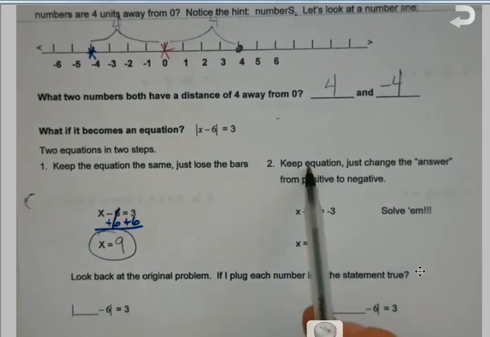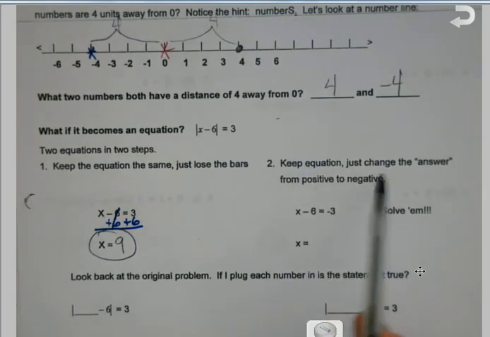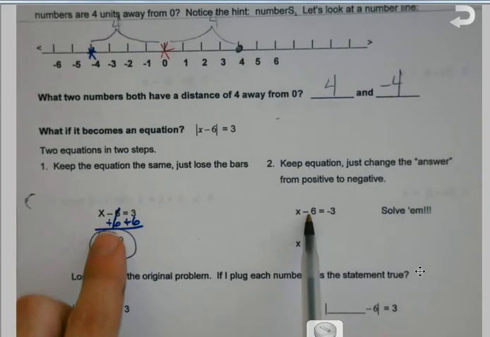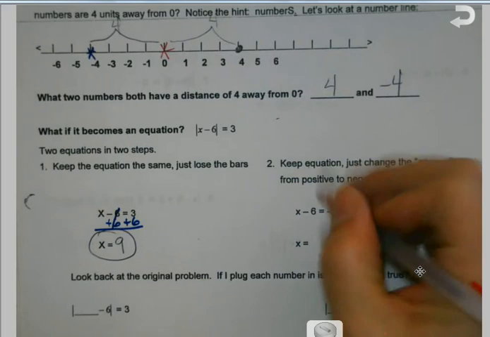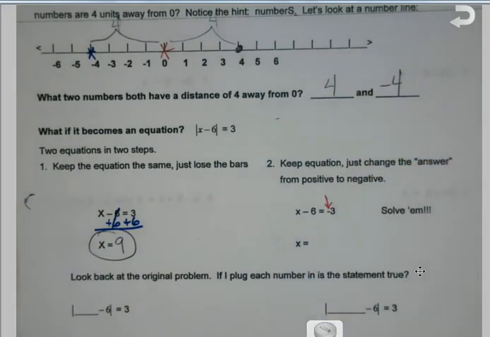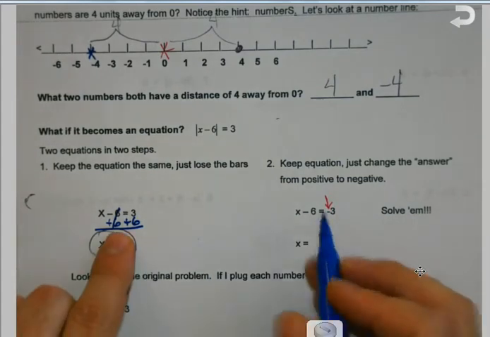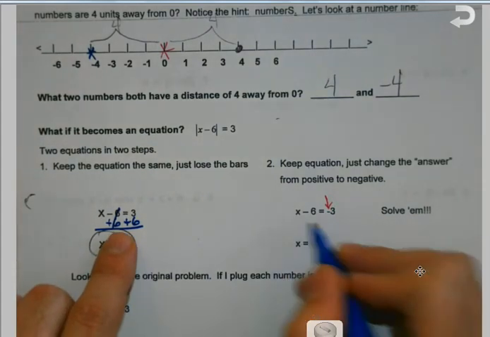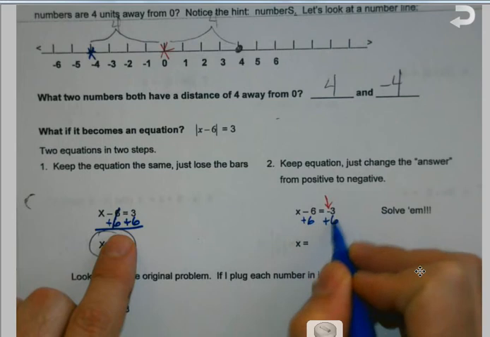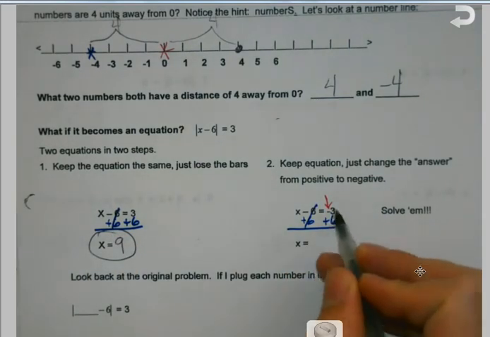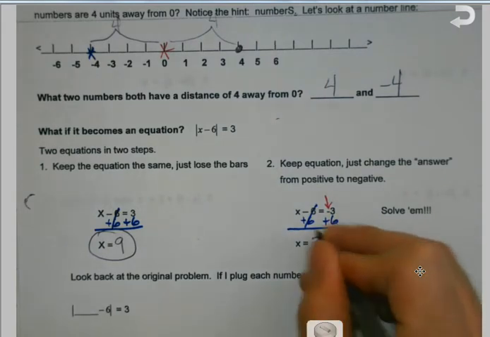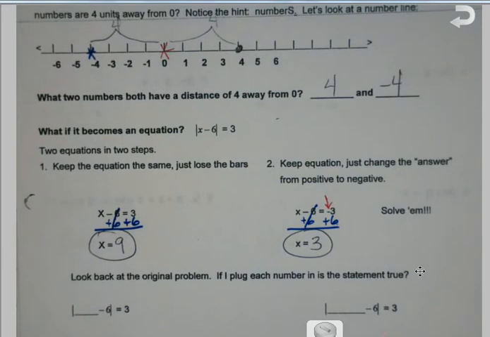Now for my second equation, one thing's going to change. We're just going to change the answer. Notice I didn't change the x minus 6 at all. The only thing that's different is now that it's going to be minus 3. So my one step is still going to be the same. I'm still trying to get x by itself, so I'm still going to plus 6 to each side. But negative 3 plus 6, if I owe somebody $3 and then I find $6 in my pocket, means now I'm $3 ahead. And that's going to be my second answer.